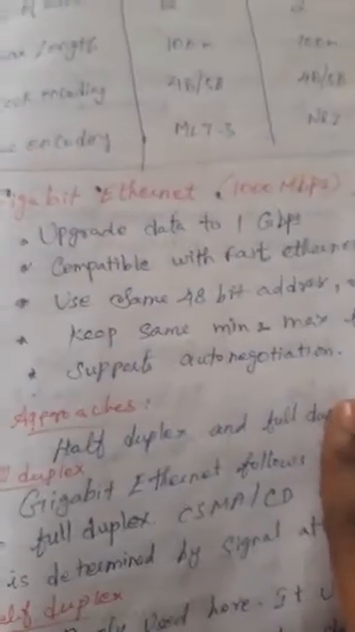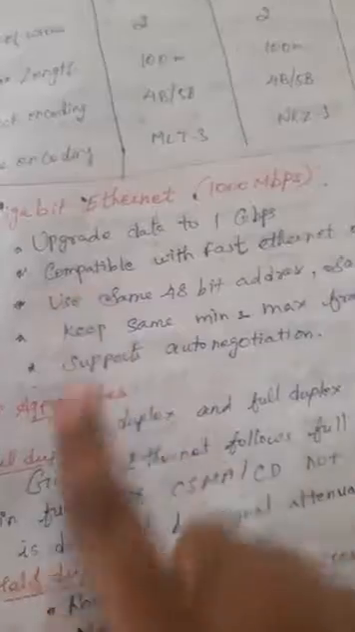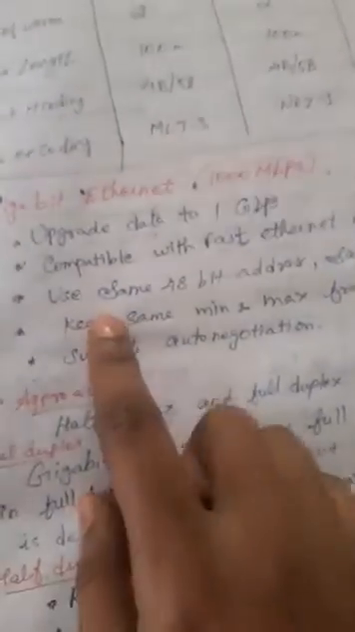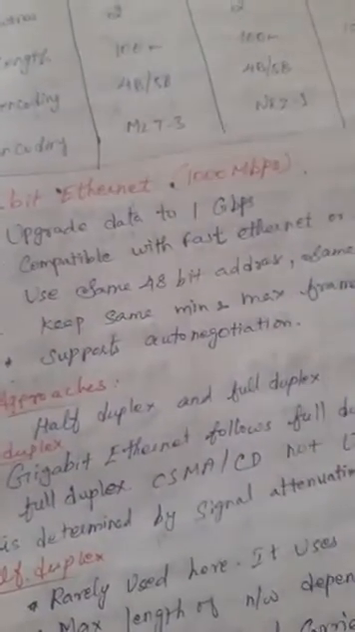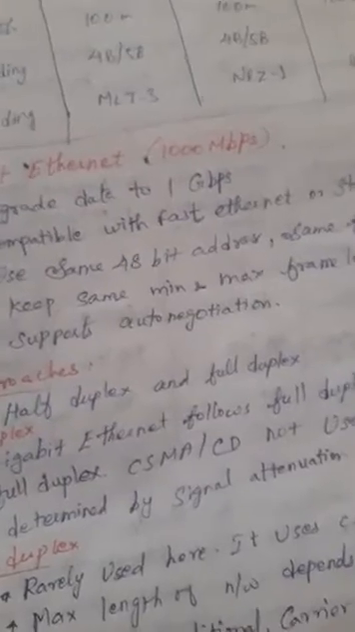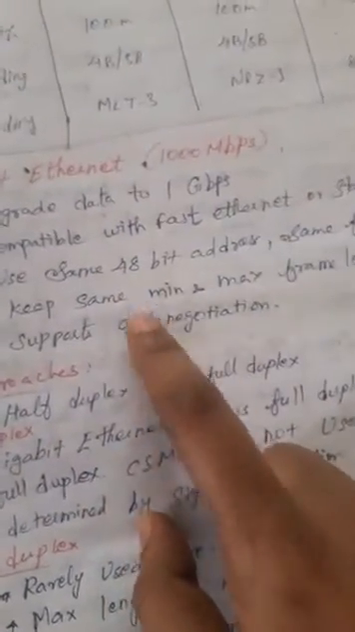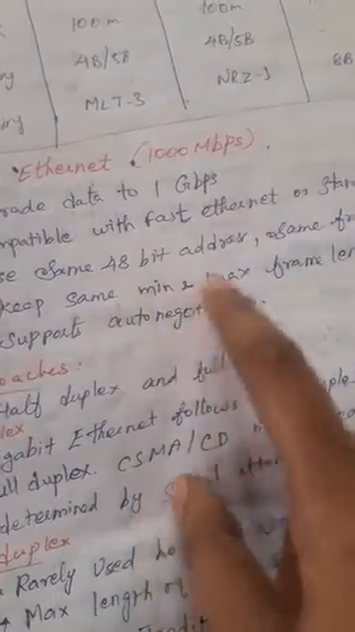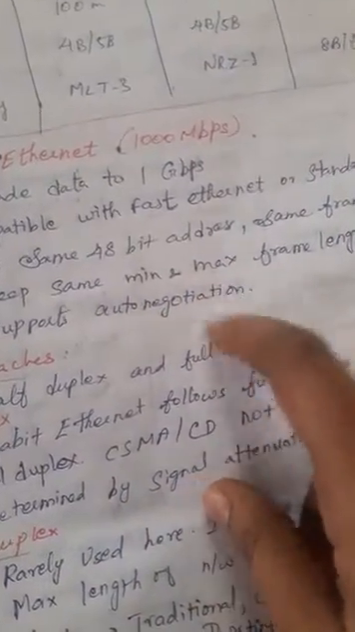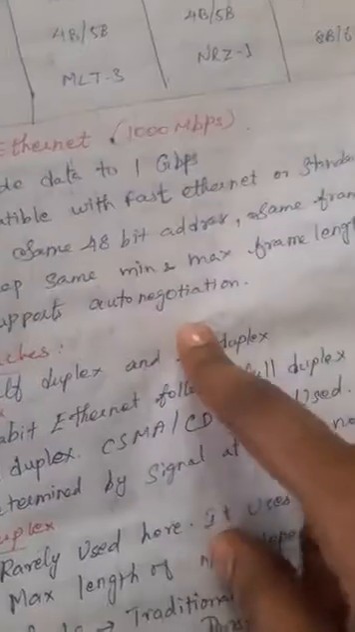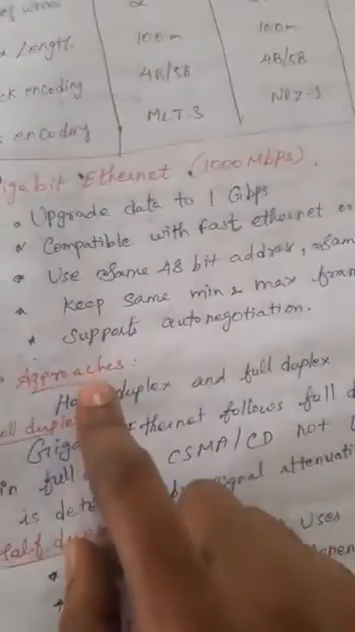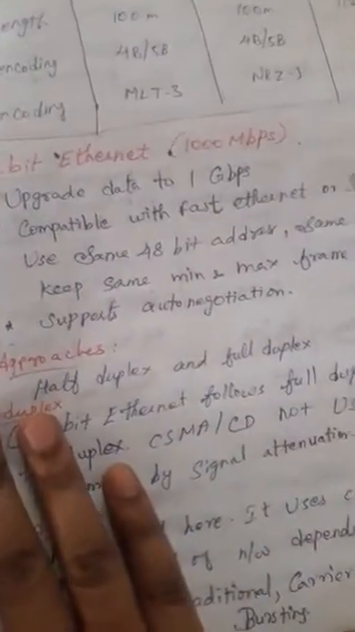Gigabit Ethernet has two approaches: half duplex and full duplex. The data transmission rate is 1000 megabits per second. It uses the same 48-bit address and the same minimum and maximum frame length. We saw that the minimum frame length is 512 bits and the maximum frame length is 1518 bytes. So everything is the same here, and it is compatible with Fast Ethernet and standard Ethernet.